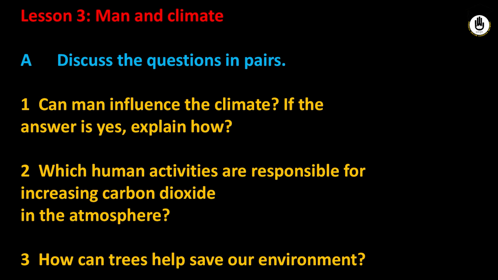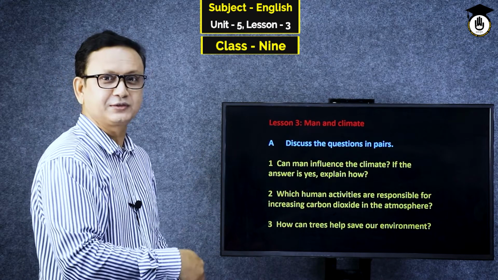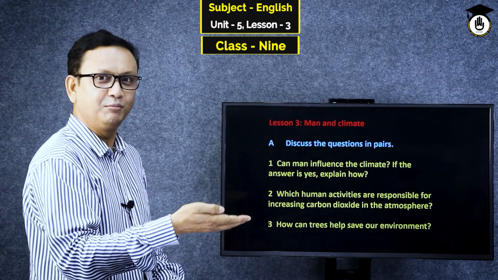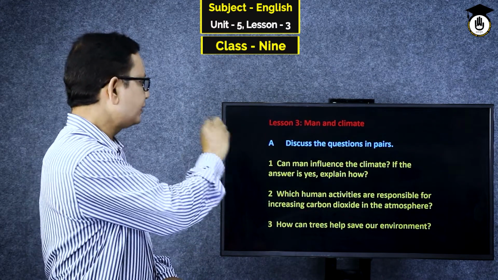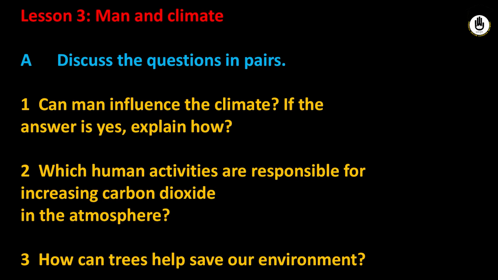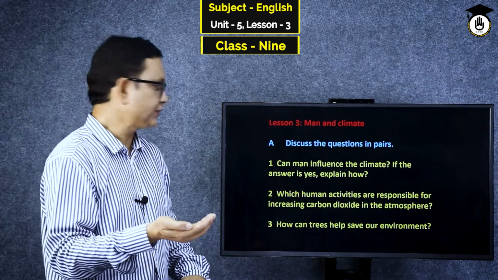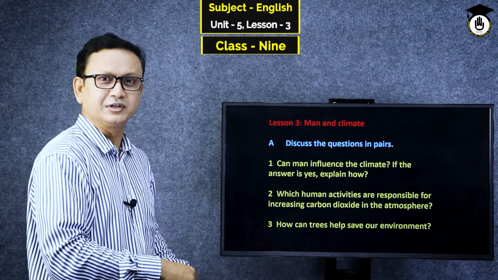First, in A, you can see: discuss the questions in pairs. But it is not possible to discuss things in pairs because you are at your home. But at least we can take these things in our mind and think. Number one, can man influence the climate? If the answer is yes, explain how. So what do you think? Can we in any way influence our climate?